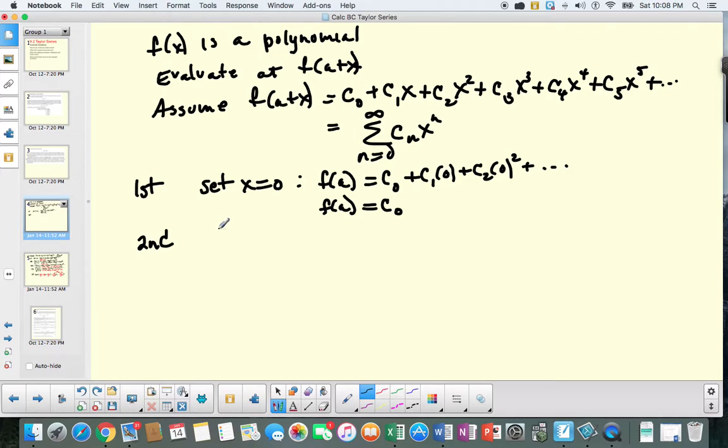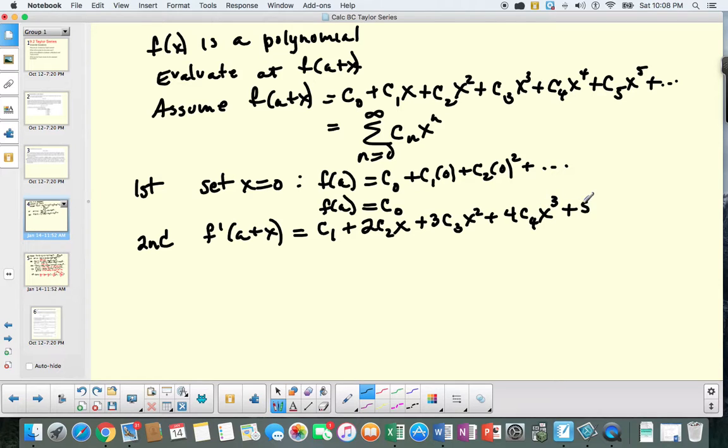Second, I am going to take the derivative of the function, which means I'm going to take term by term derivatives here. So this will be c sub 1 plus 2c sub 2 x plus 3c sub 3 x squared plus 4c sub 4 x to the third plus 5c sub 5 x to the fourth, and so on. Again, I'm going to set x equal to 0. This means that f prime of a, remember x is equal to 0, all of these terms here will be 0 and I'll only have c sub 1. So now I have a representation for this constant here.